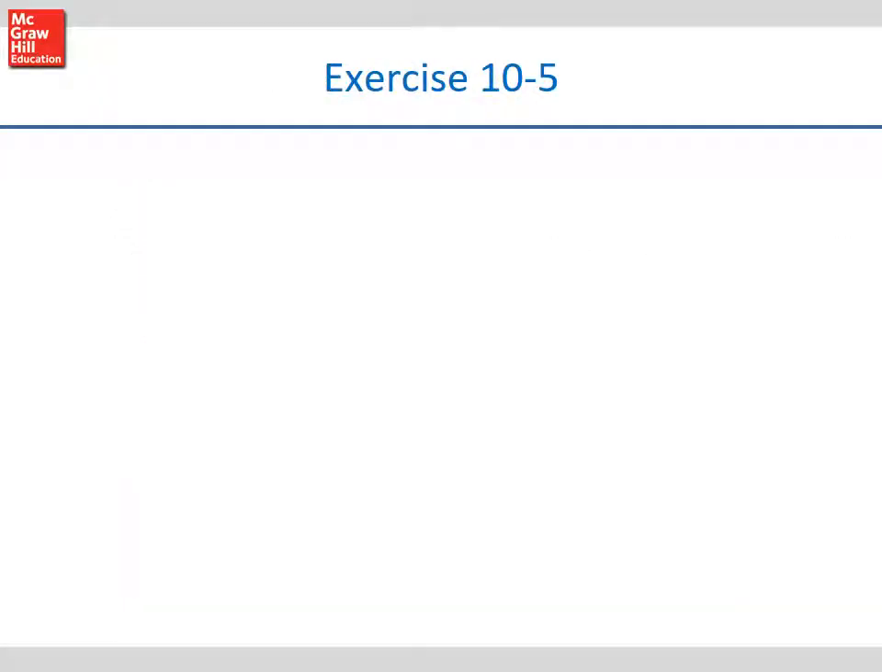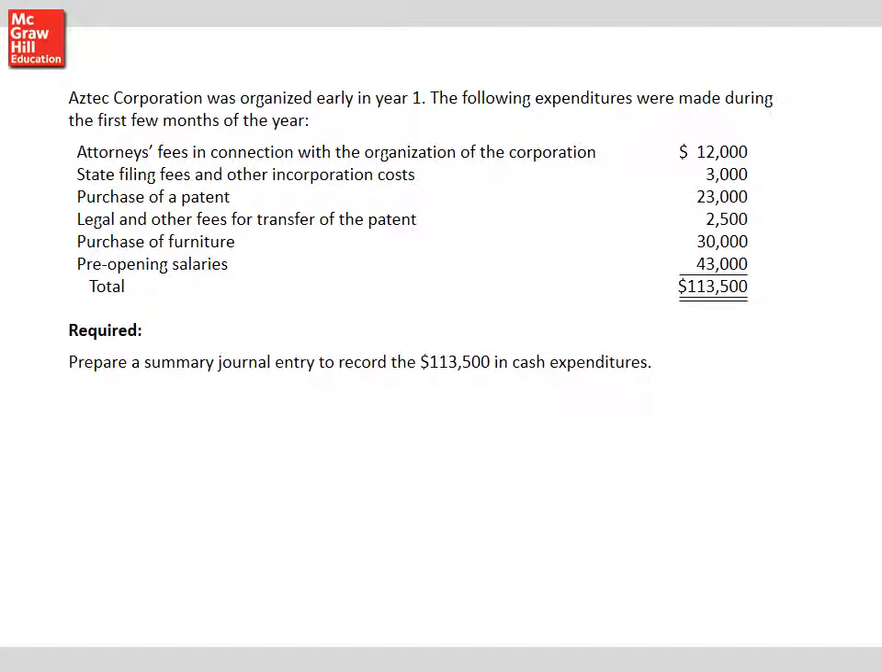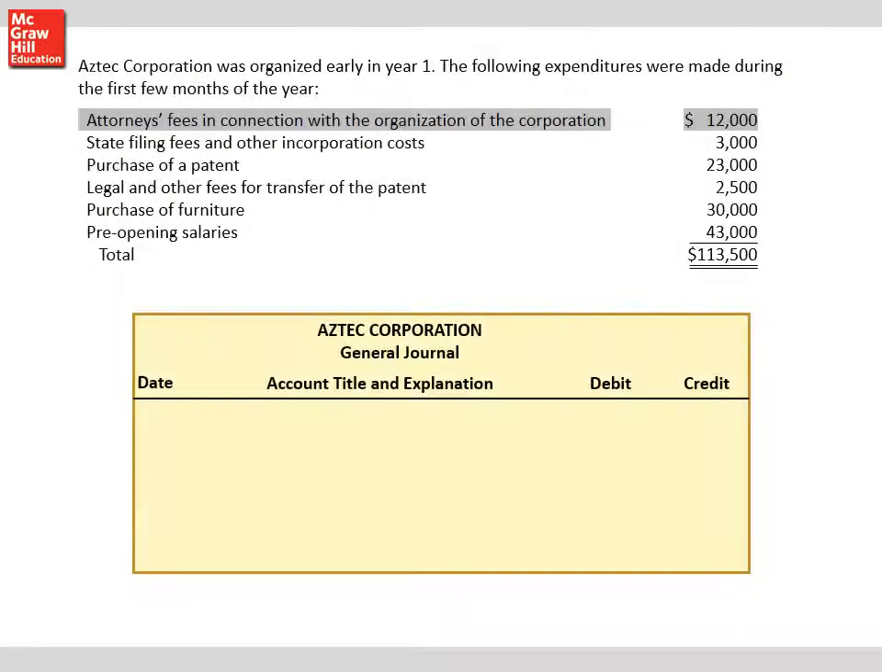In exercise 10.5, we have Aztec Corporation was organized early in year 1. The following expenditures were made during the first months of the year. Prepare a summary journal entry to record the $113,500 in cash expenditures. So basically they're asking us, where would this information be recorded? The attorney fees, the state filing and other corporation costs would be debited to organization cost expense.